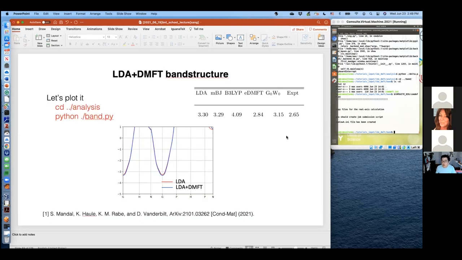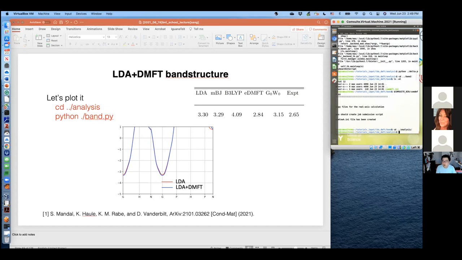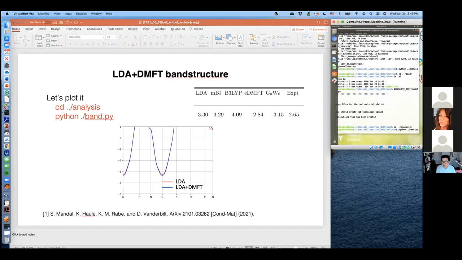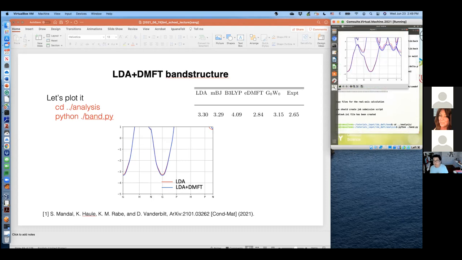Okay, then let's plot it. For the plot, let's go into the analysis directory and plot it using the Python script, pandas.py. And this is the plot you should get here, and this is the fully converged data.